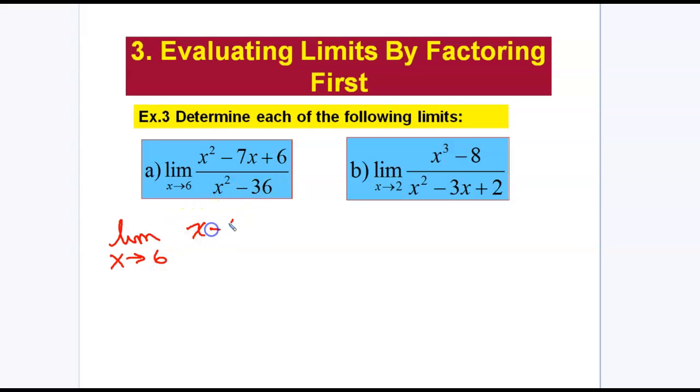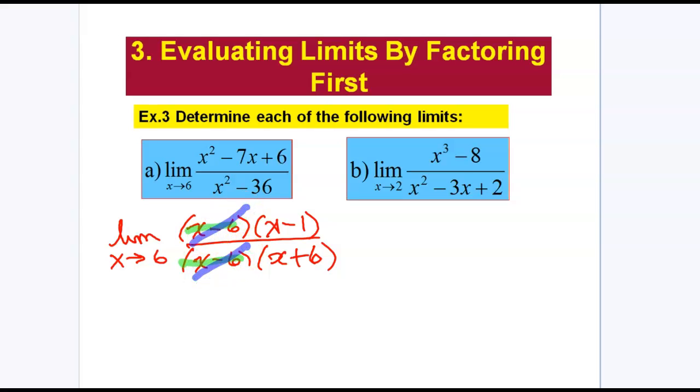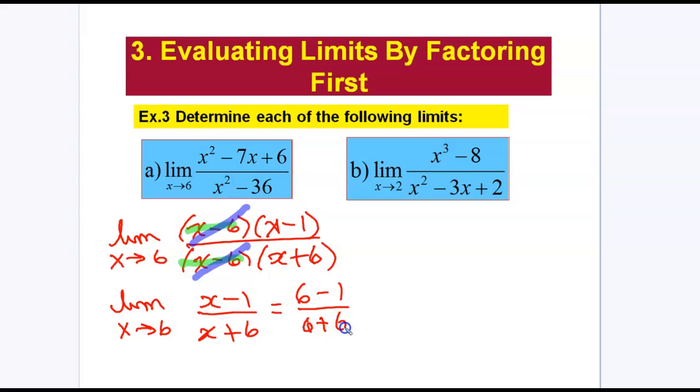If I factor the numerator, I get x minus 6, x minus 1. And if I factor the bottom, I get x minus 6 and x plus 6. Now this factor here of x minus 6 is the one that's causing me not to be able to use direct substitution, because that's resulting in a 0 in the denominator. But notice I have an x minus 6 here and an x minus 6 here, so I can cross those out. And I'll be left with the limit as x approaches 6 of x minus 1 over x plus 6. And now I can use direct substitution. And this results in a limit of 5 over 12.